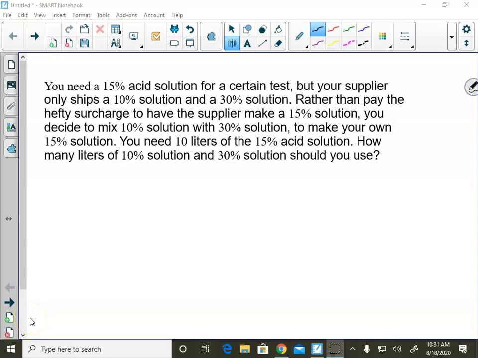This is an application of what you can do when you know how to solve a system of equations. So this is technically called a mixture problem. So let's take a look at it.